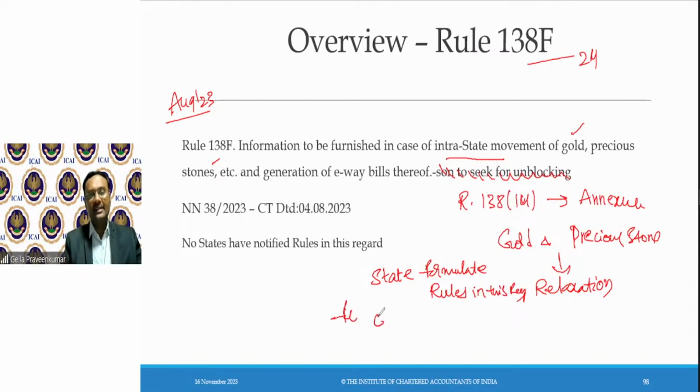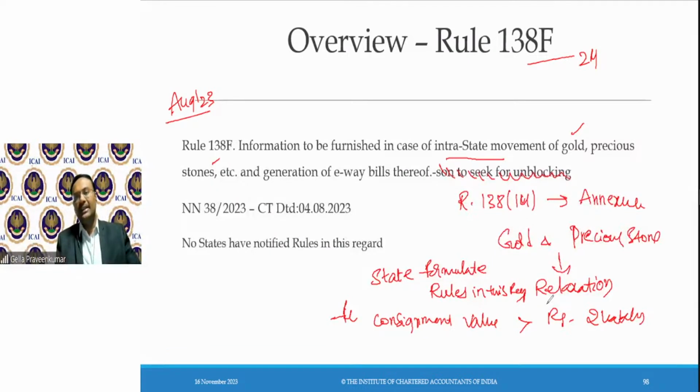For consignment value exceeding rupees 2 lakhs. Please make a note, students. Please make a note of this 138F. Expect a 1 or 2 marks question from your May 2024 attempt. As of today, the provision was notified. None of the states have invoked this particular rule. They wanted to regulate the jewelry and diamond business.